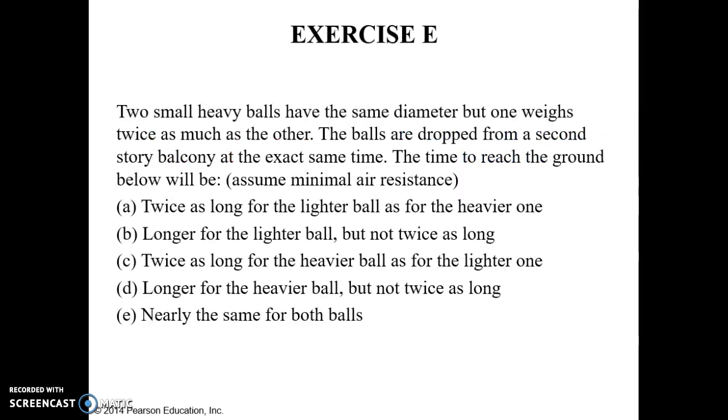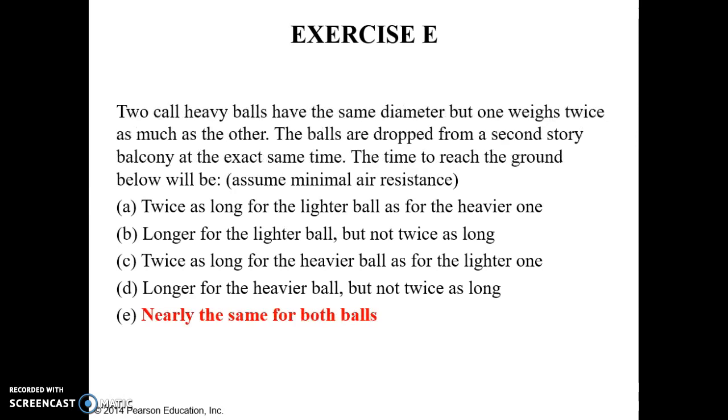Exercise E. Two small, heavy balls have the same diameter, but one weighs twice as much as the other. The balls are dropped from the second-story balcony at the same exact time. The time to reach the ground below will be, and of course we're going to assume minimal air resistance, nearly the same for both balls, because both objects are falling at the same acceleration, and if we ignore air resistance, any object, no matter its mass, will fall at the same rate.